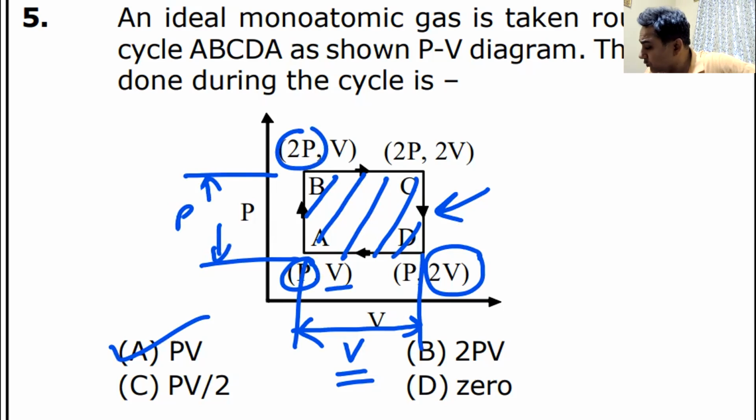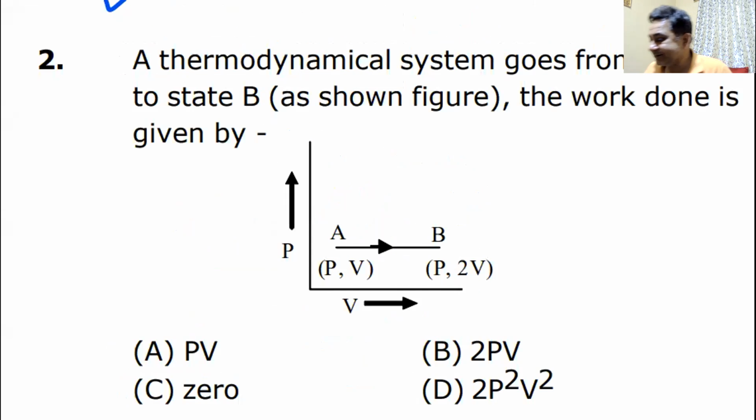Okay, I'll do one or two more because I feel, again, I'm repeating myself, that this question is going to come. This one. Let's see who gets me the answer for this one. A thermodynamic system goes from state A to state B as shown in the figure. What is the work done in this process?